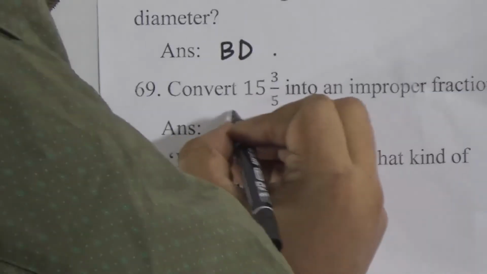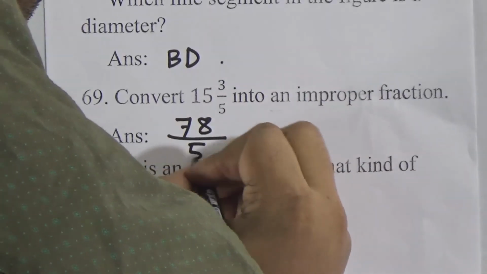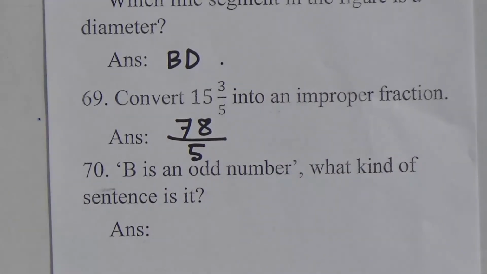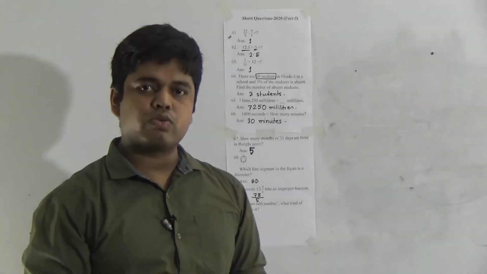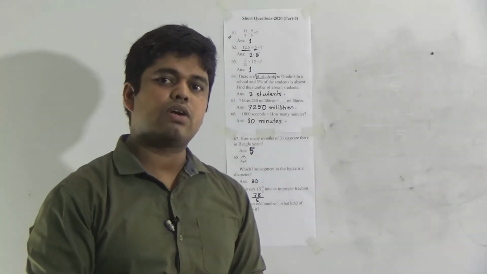Okay, dear students, our last one. B is an odd number. What kind of sentence is this? Dear student, there are two types of sentence. One is open sentence and another is closed sentence. A sentence for which it cannot be determined whether it is true or false is called an open sentence.